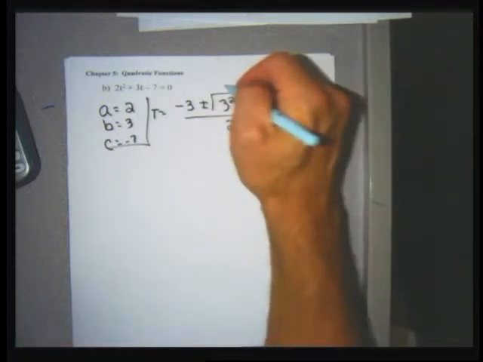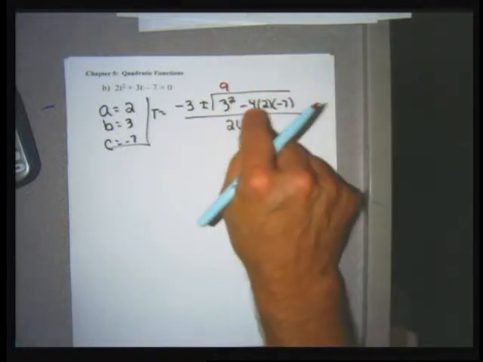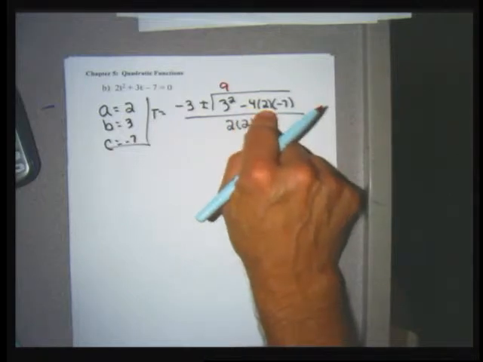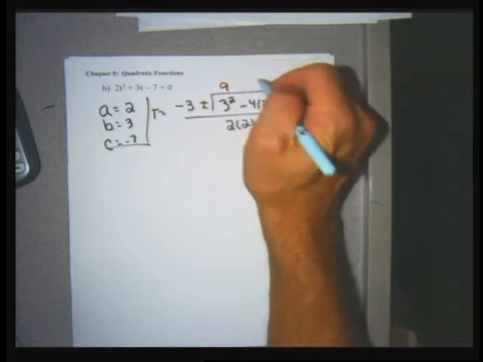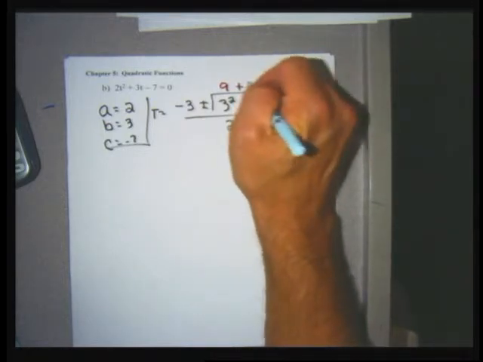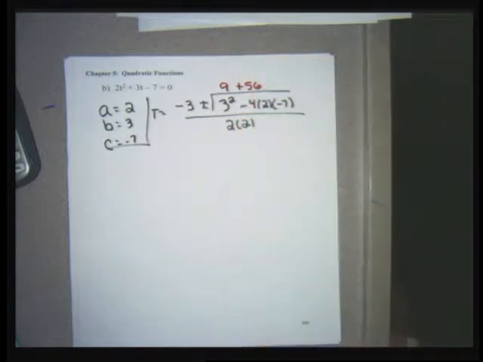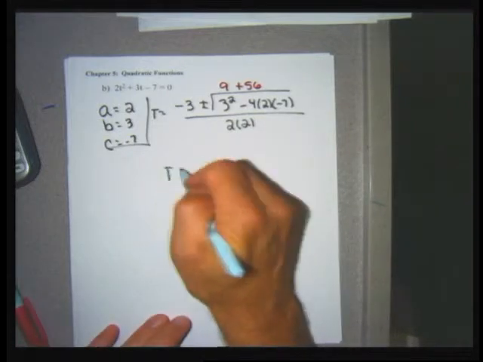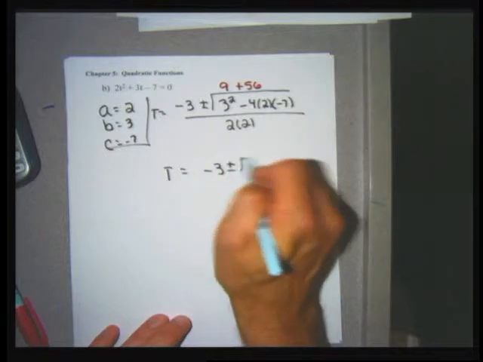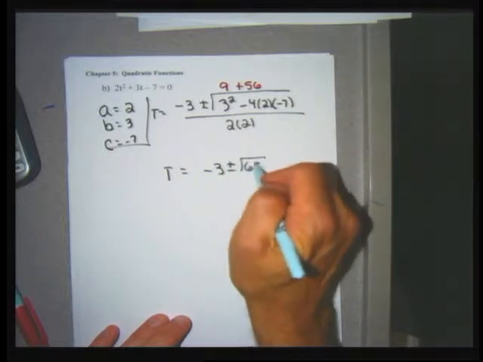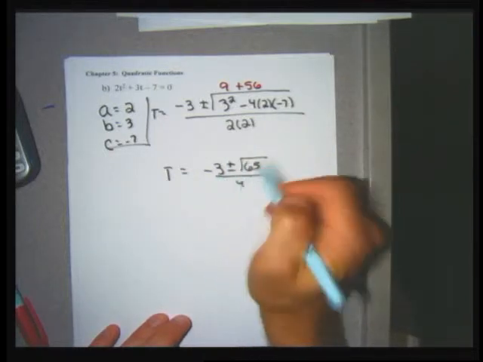Under the radical, 3 squared is 9, and here this is negative 4 times 2 is negative 8, negative 8 times negative 7 is positive 63? No, not positive 56. So under the radical, I'm going to get 9 plus 56, which is 65. It's a really nice number to get under the radical. So now I'm going to get negative 3 plus or minus the square root of 65 over 4.